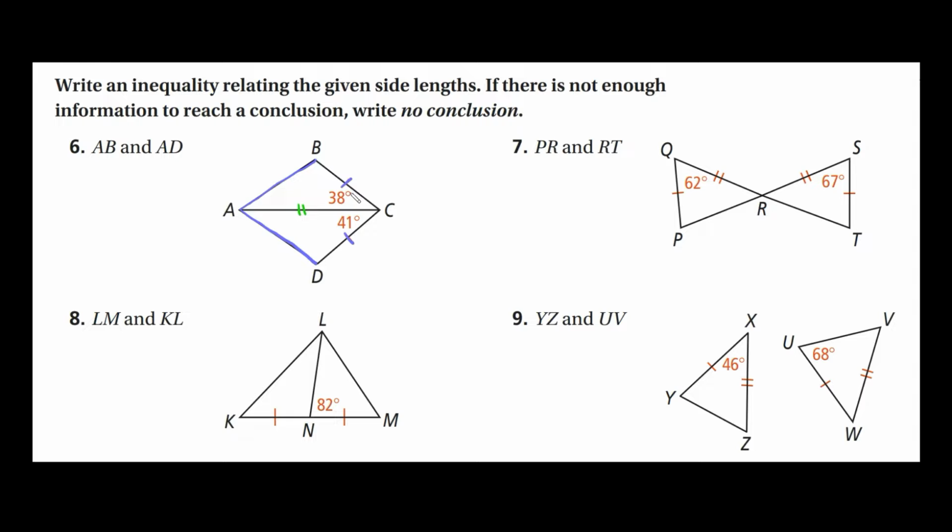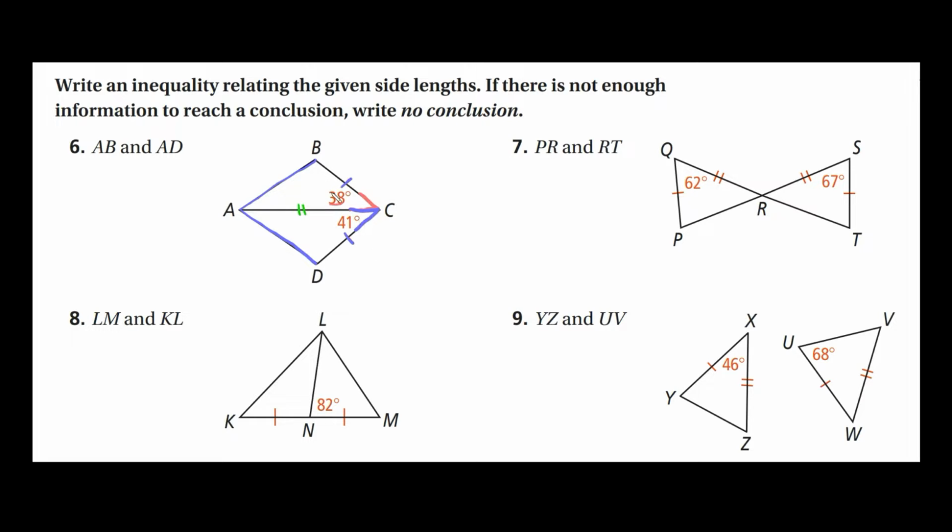Now what we have to look at is the angle between those two congruent sides. So for this triangle, ABC, the angle between the two congruent sides here is 38 degrees, basically this angle right here. And the other angle that we're going to compare it to is ACD, so basically this triangle right here.